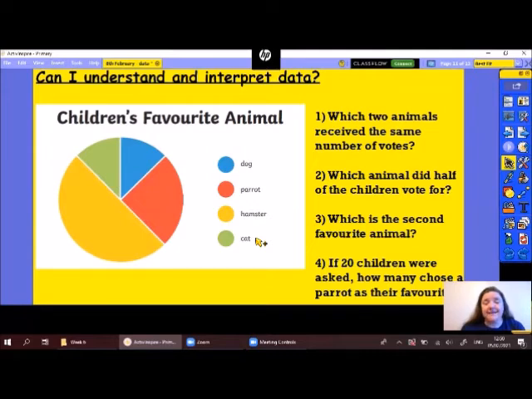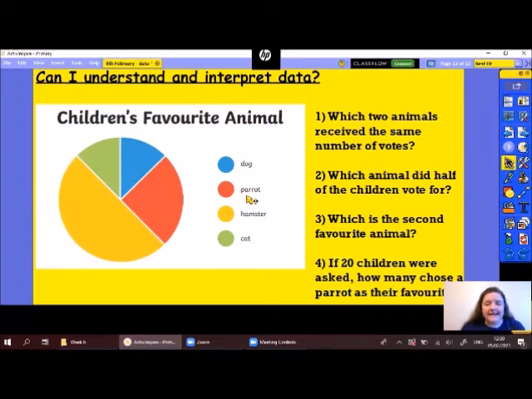Question 3. Which is the second favourite animal? So not the largest slice of pie, but the second largest. So what was the second favourite animal? Well, this one, hamster, as we've said, was the biggest. That was the most popular. This section is the next biggest. So the red one is parrot. So a parrot was the second favourite animal.